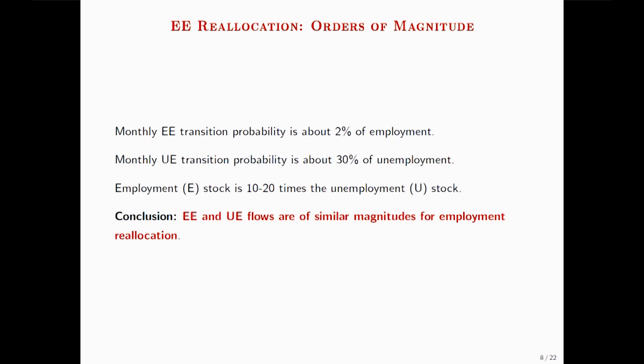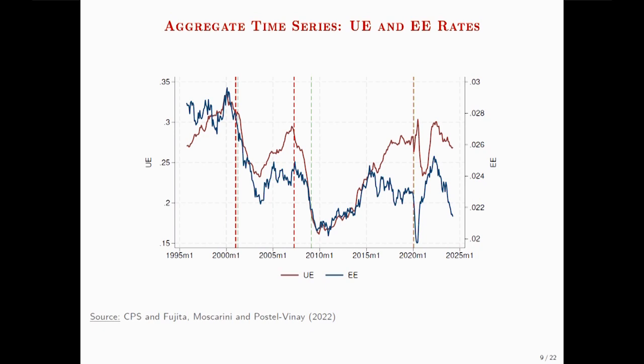So if you look at the numbers of hires that come from unemployed workers versus employed workers, they're roughly of the same order of magnitude. So it's a conservative conclusion to say that direct flows from employment to employment are of similar magnitude in accounting for employment reallocation as flows from unemployment to employment. Now, if you look at the EE rate and the UE rate in the data, you can see them both in this graph.